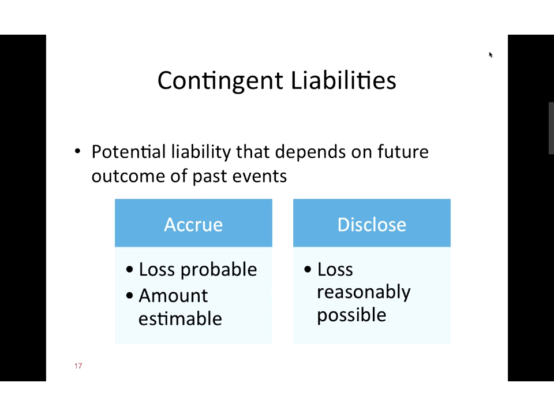If the attorneys tell us the loss is reasonably possible, but not probable, so reasonably possible, these terms, the language is quite important. If it's reasonably possible we could lose this lawsuit, then we discuss it in the notes to the financial statements.